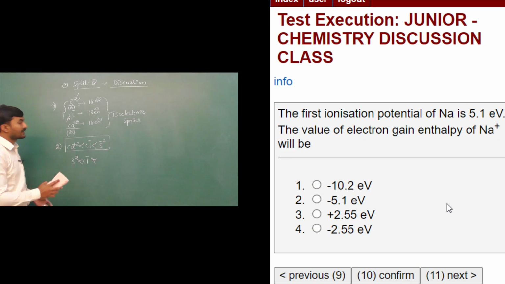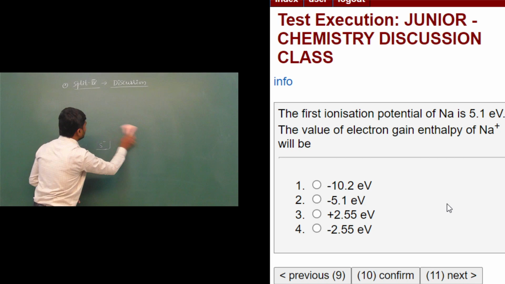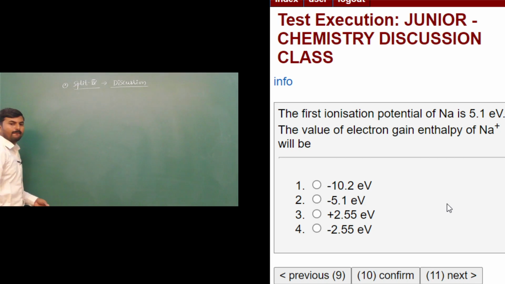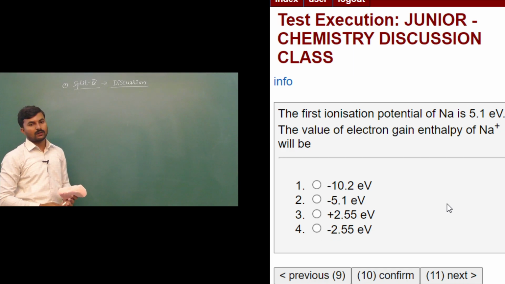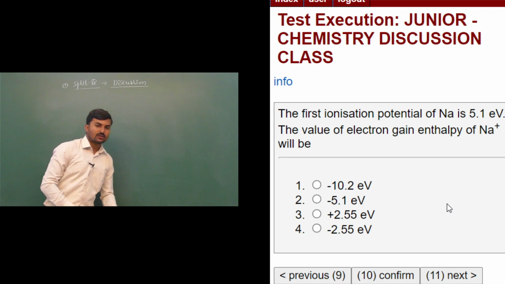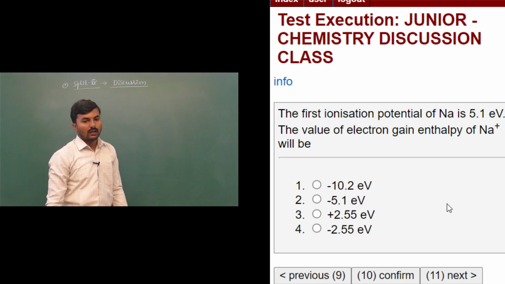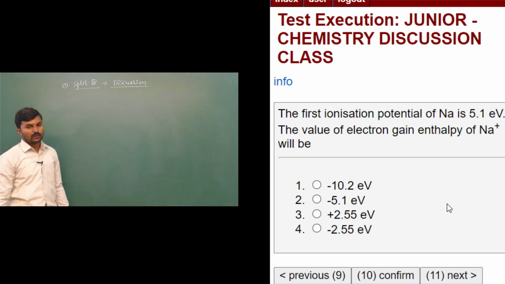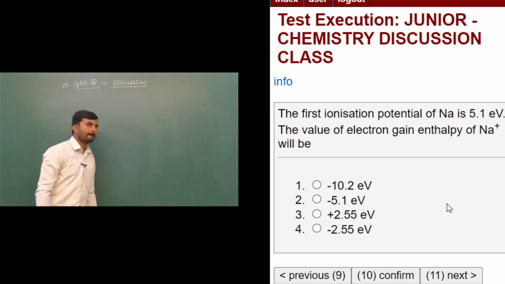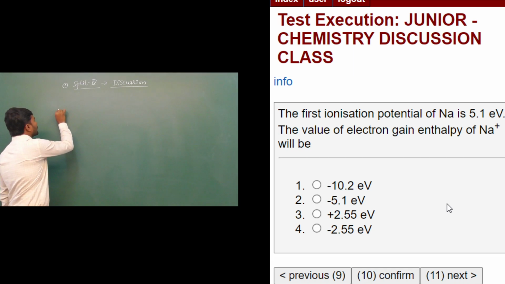So the next question is a direct question. The first ionization potential of sodium is 5.1 electron volts, followed by the value of electron gain enthalpy of sodium plus ion will be. Okay, so this is a direct question, question number 10.